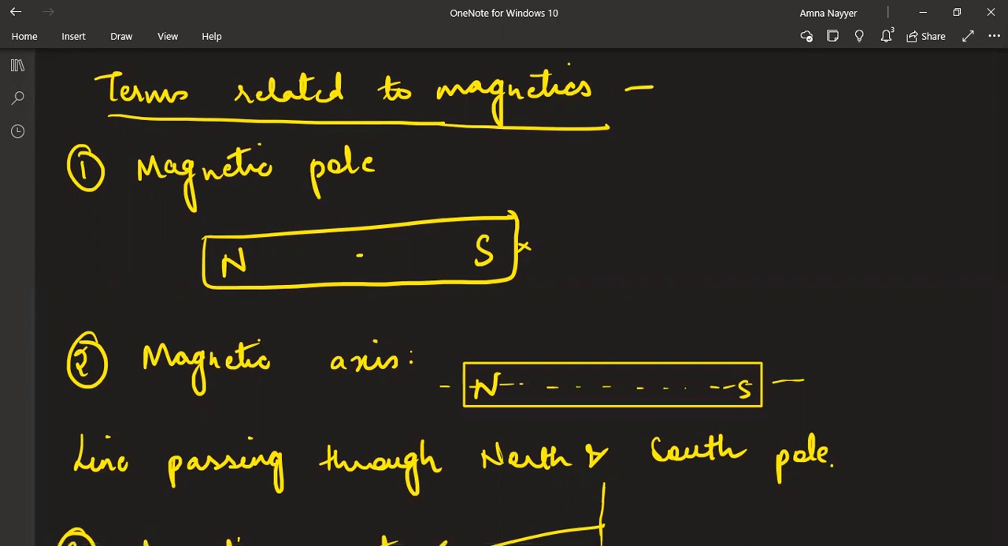Now terms related to magnetics. First is magnetic pole. Then you have magnetic axis. Magnetic poles means north and south pole. Right, two poles are there, so north pole and south pole.